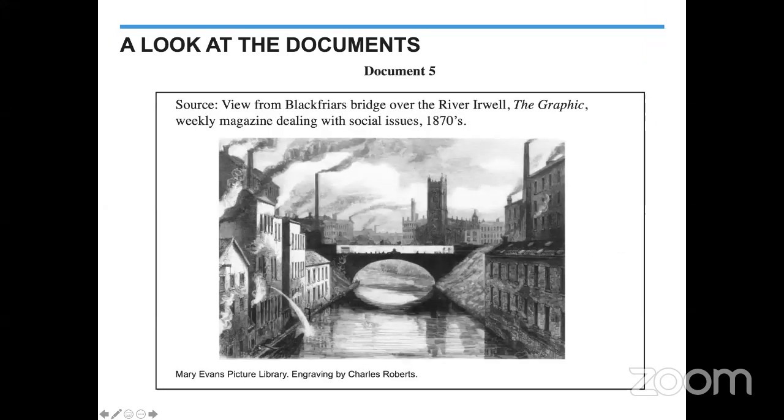And then, of course, you remember that one of the 5 documents you're going to get will be some kind of visual document. And here we have a visual that's the view from Blackfriars Bridge over the River Irwell. It's in The Graphic, which is a weekly magazine dealing with social issues in the 1870s. So we have this picture here, and you can look at that image and interpret what you think that's saying about the lives of European workers during this time.